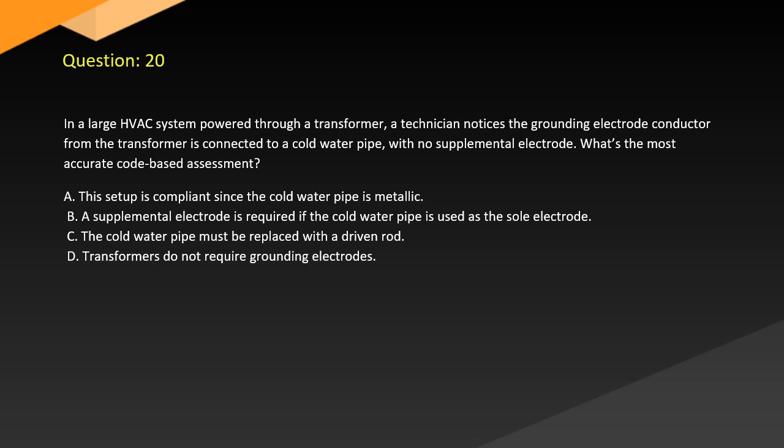Question 20. In a large HVAC system powered through a transformer, a technician notices the grounding electrode conductor from the transformer is connected to a cold water pipe with no supplemental electrode. What's the most accurate code-based assessment? A. This setup is compliant since the cold water pipe is metallic. B. A supplemental electrode is required if the cold water pipe is used as the sole electrode. C. The cold water pipe must be replaced with a driven rod. D. Transformers do not require grounding electrodes.